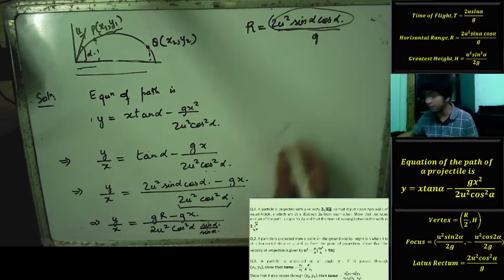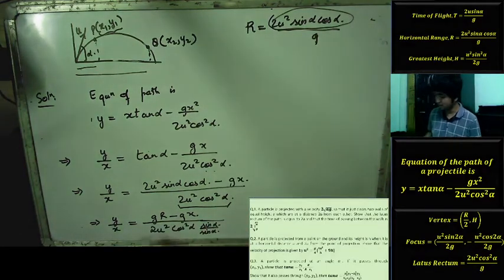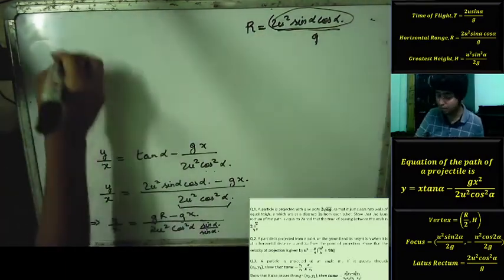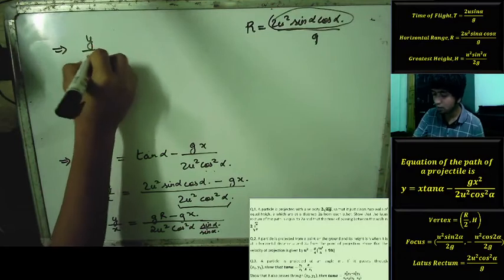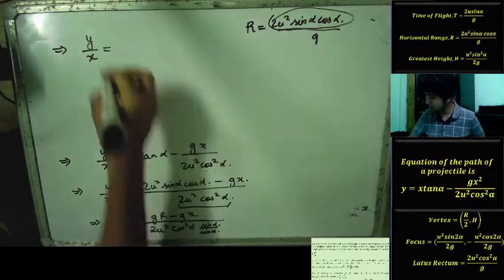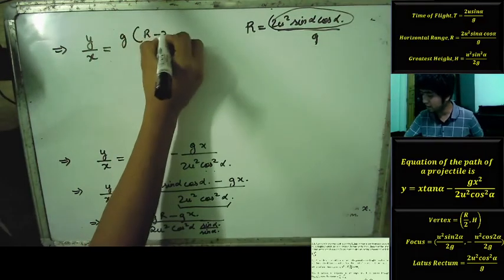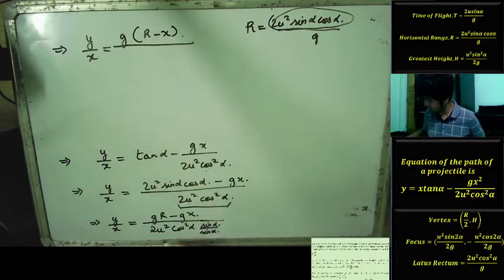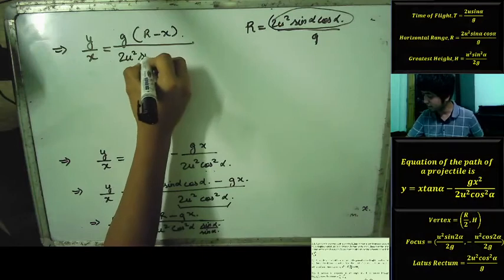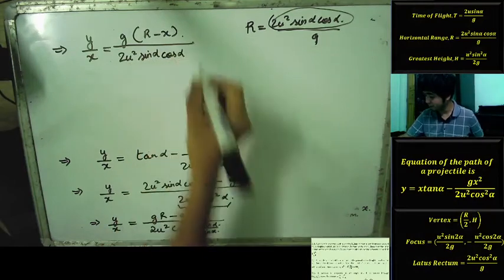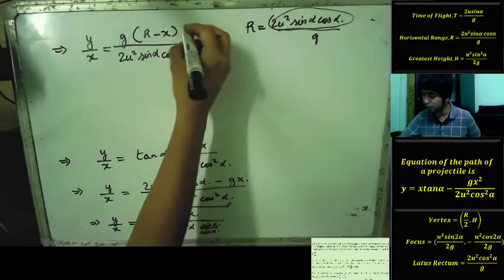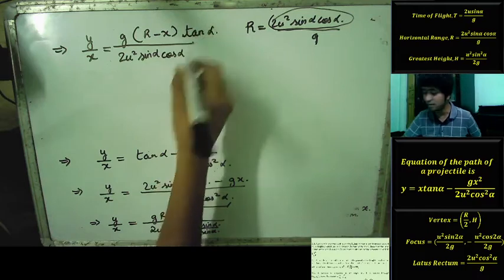Again, we are bringing sine over here because the formula for R involves sine. So this is what we are doing. Y by x, over here we can write it as g times R minus x. And over here we are having 2u square sine alpha cos alpha. Then we will be left with cos and sine. Cos by sine will give you cot, so if you bring it onwards, it will be tan alpha. So this is what we are having.